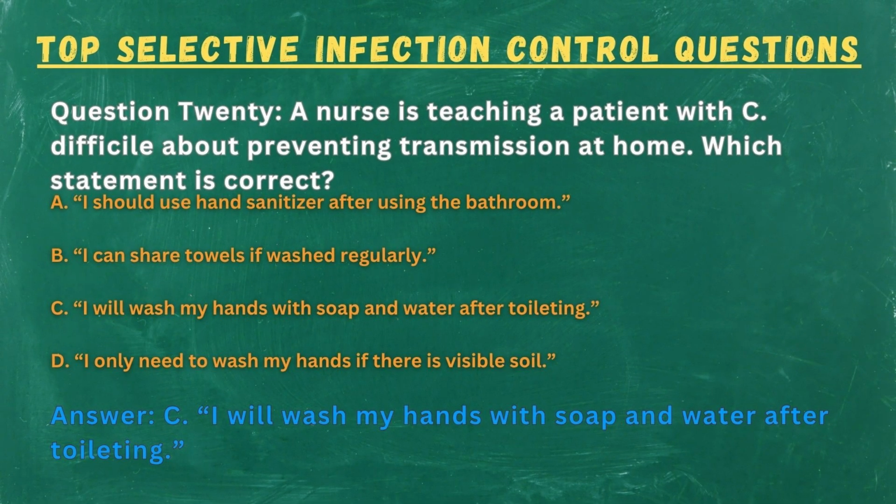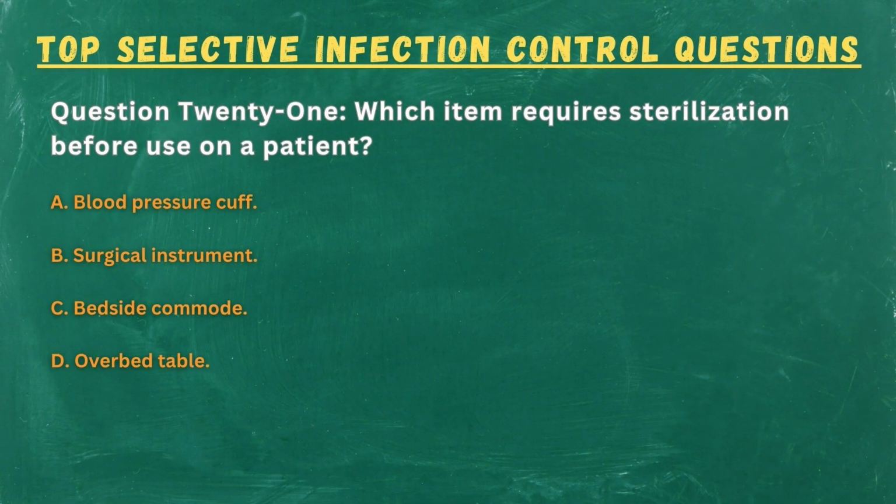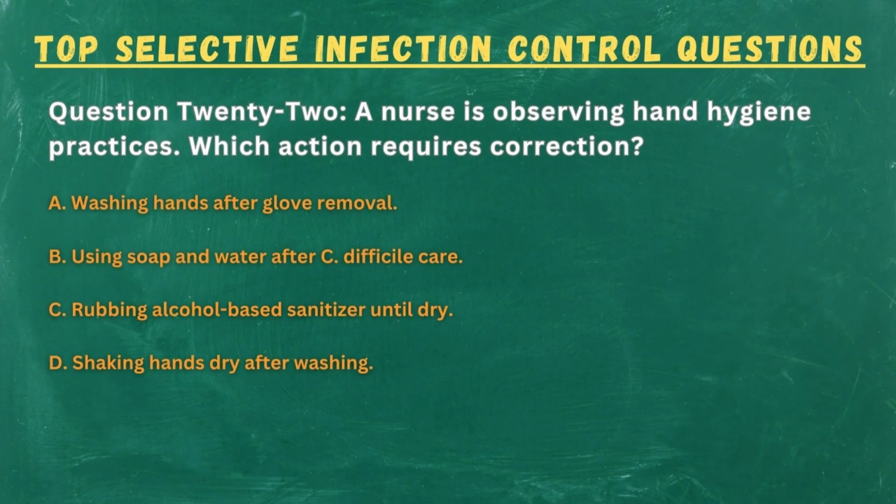Answer: C. I will wash my hands with soap and water after toileting. Question 21. Which item requires sterilization before use on a patient? A. Blood pressure cuff. B. Surgical instrument. C. Bedside commode. D. Over bed table. Answer: B. Surgical instrument.